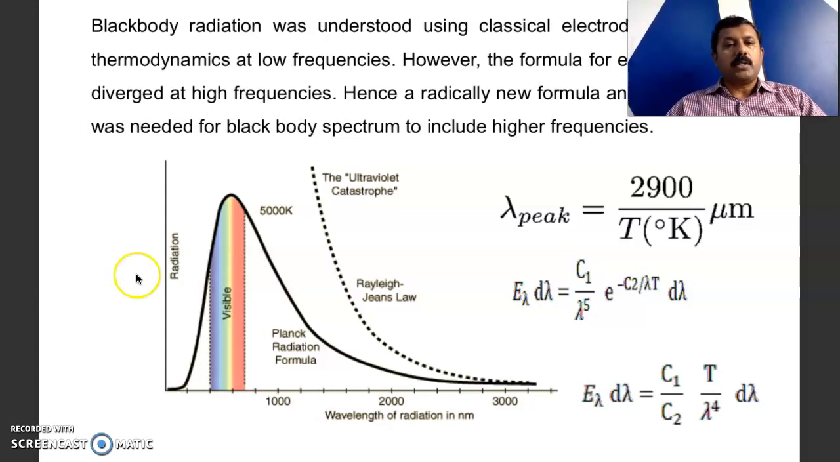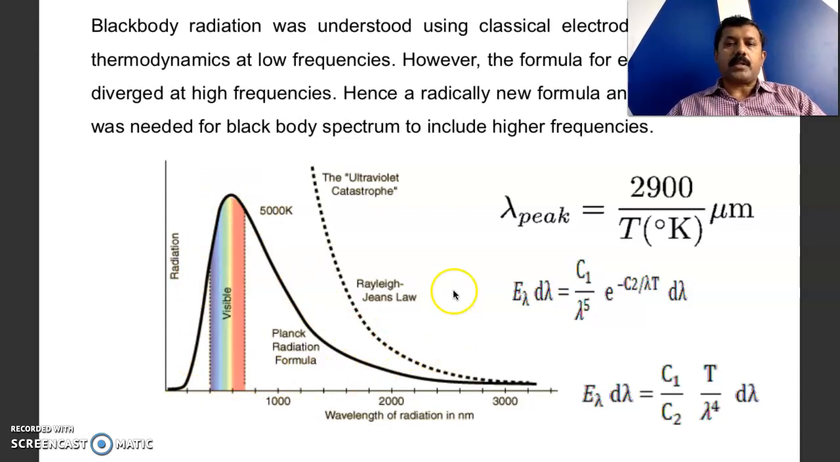Suppose you plot this radiation spectrum, that means you plot the radiation as a function of wavelength, so we get a graph like this. This is the experimentally observed graph for a given temperature. This is drawn at 5000 Kelvin. It consists of all radiations. Many people tried to explain this blackbody radiation spectrum by using the classical laws.